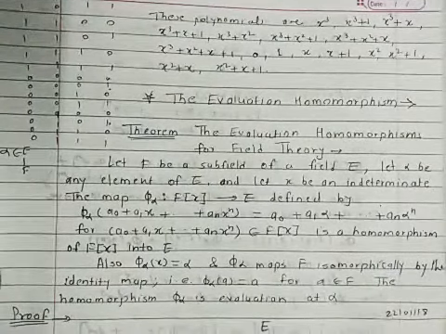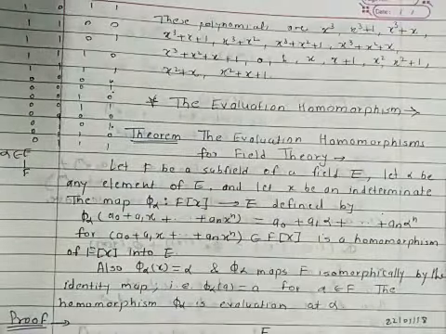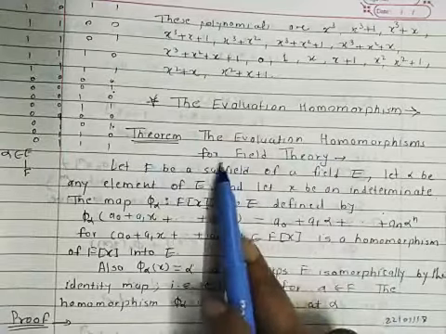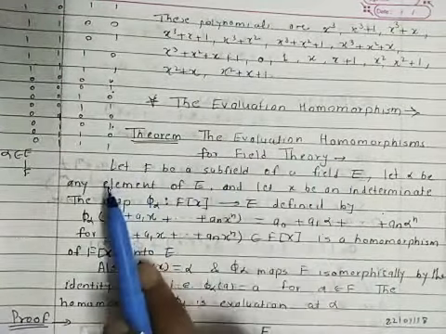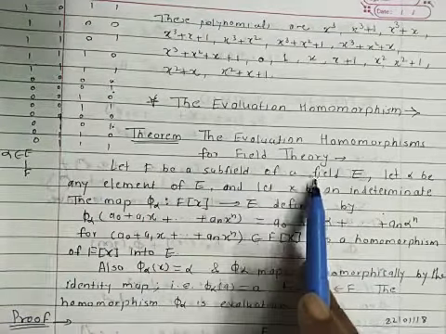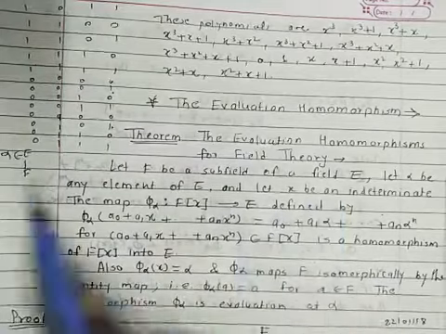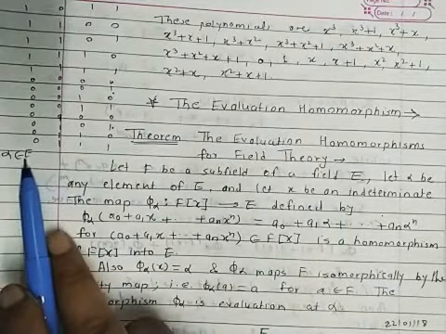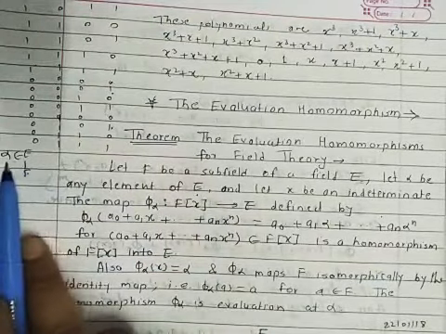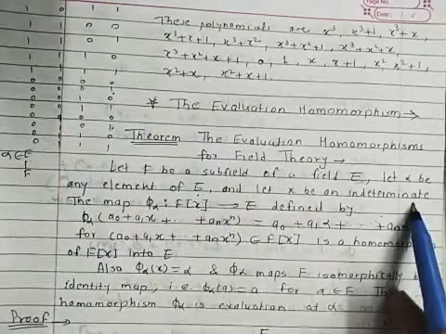Next is evaluation homomorphism. So what is evaluation homomorphism? The theorem is the evaluation homomorphism for field theory. The statement is, let F be a subfield of a field E. Okay, F is a subfield of field E. Let alpha be any element of E. Alpha is any element of E. F is a subfield of E. And let x be an indeterminate.